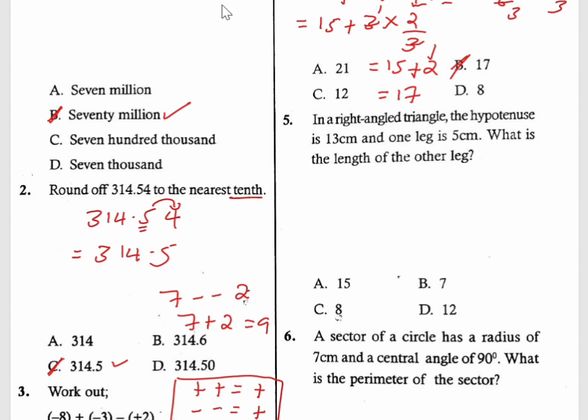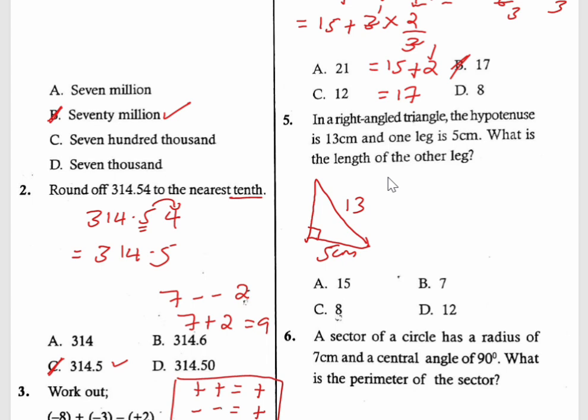The question reads: in a right-angled triangle, the hypotenuse is 13 centimeters and one leg is 5 centimeters. What is the length of the other leg? This is a very straightforward question. So you have a right-angled triangle, and I'm going to draw it. This is where we have our 90. The hypotenuse is the one which is opposite to angle 90, so I'm going to put here 13. Then it's saying one of the legs is 5 centimeters, so I can put here 5 centimeters. And then the other one is unknown.